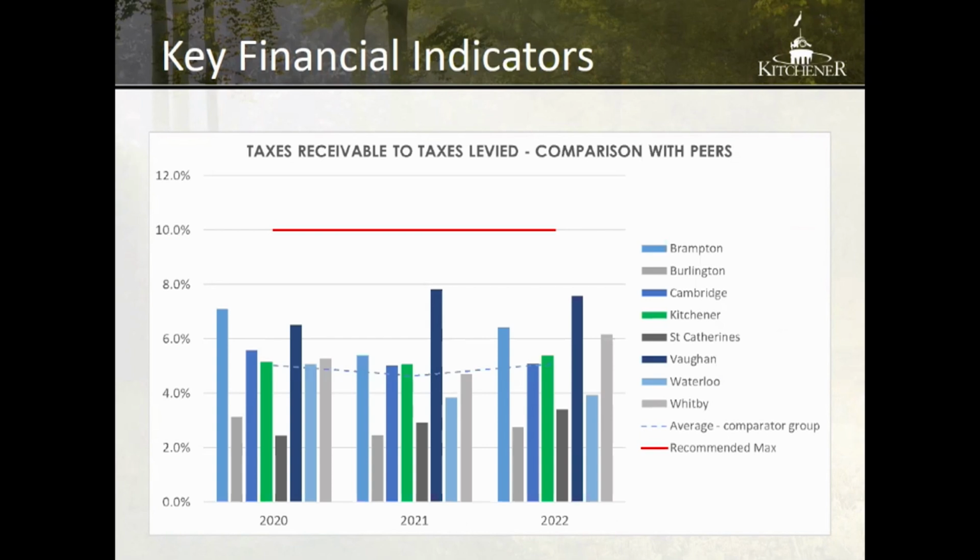This graph shows the city's ratio, the green bar in the middle, compared to other similar municipalities, the average of which is indicated by the dotted line in the middle of the graph. As you can see, the city is right in line with the average of the comparator municipalities.